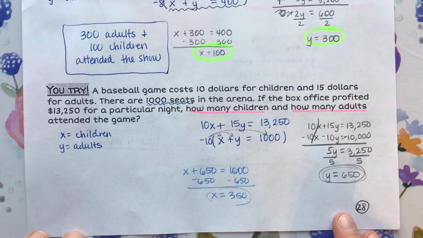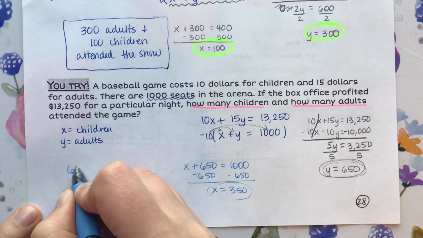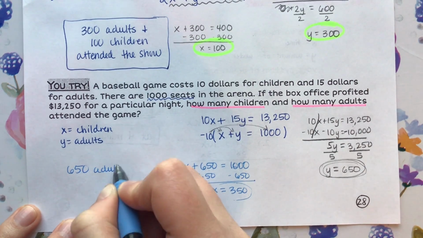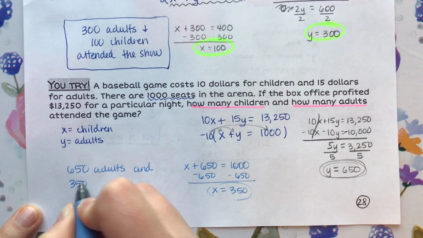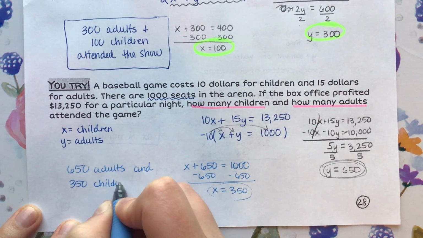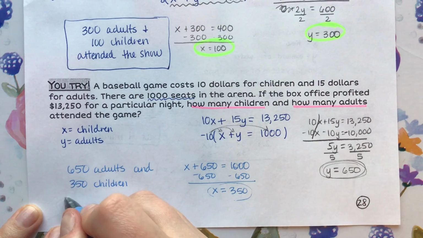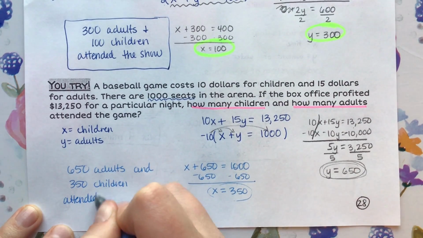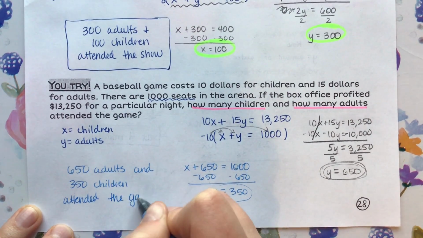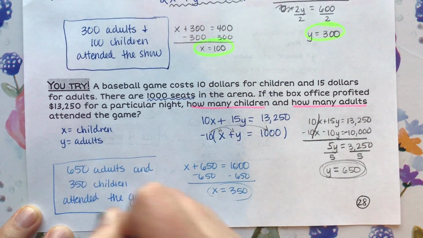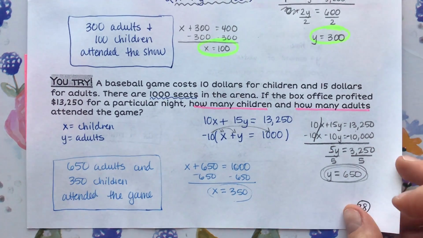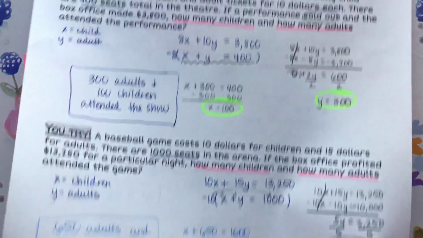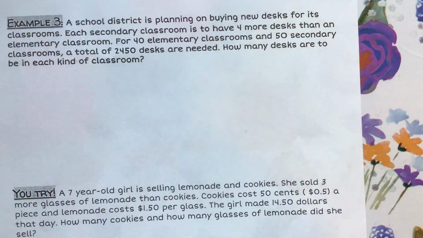So for my final answer, I'm going to say 650 adults and 350 children attended the game. This then answers the question that it was asking. We just have 2 more examples and then we'll be done with this application of systems of equations.